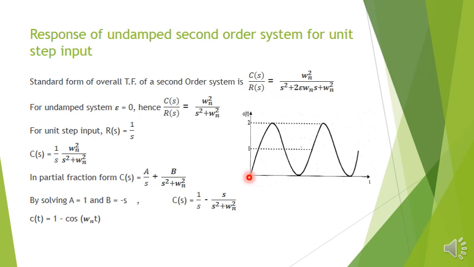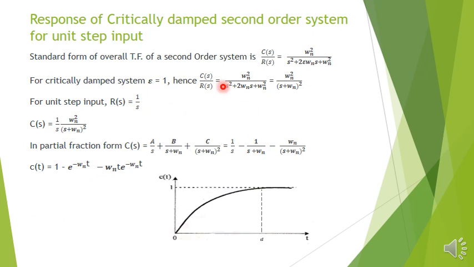When omega n t is equal to pi, then cos omega n t is at its minimum, minus 1, and it becomes minus of minus 1 is plus, so 1 plus 1 is 2. So it will oscillate sinusoidally between 0 and 2. So in this case, the sinusoidal nature remains there, and so it is called an undamped system. There is no decay in the sinusoidal waveform.